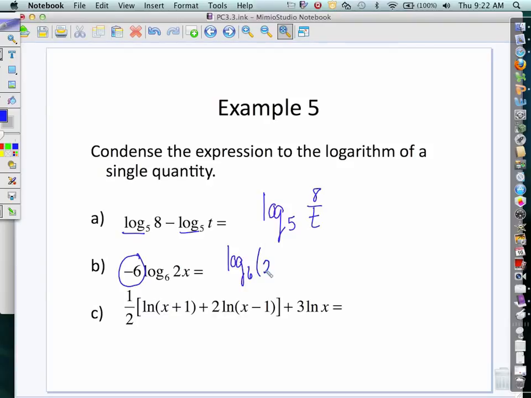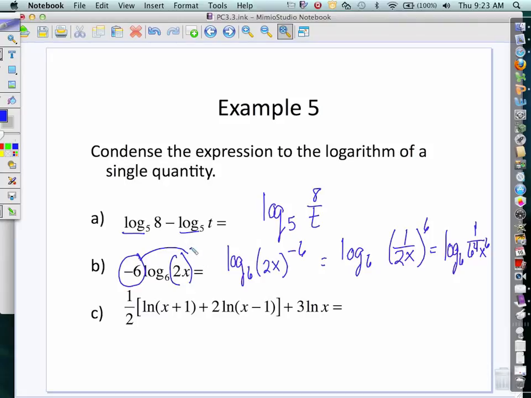This -6 is my exponent, so it's log base 6 of 2x to the -6, all of it to the -6, not just the 2, not just the x. This would become log base 6 of 1 over 2x to the 6th. I'm going to go ahead and condense that by applying my power of 6. So log base 6 of 1 over 2 to the 6th is 64, and then x to the 6th. So you're going from this -6 here being an exponent to putting it to the 2x as a -6 exponent, and then trying to simplify the -6.